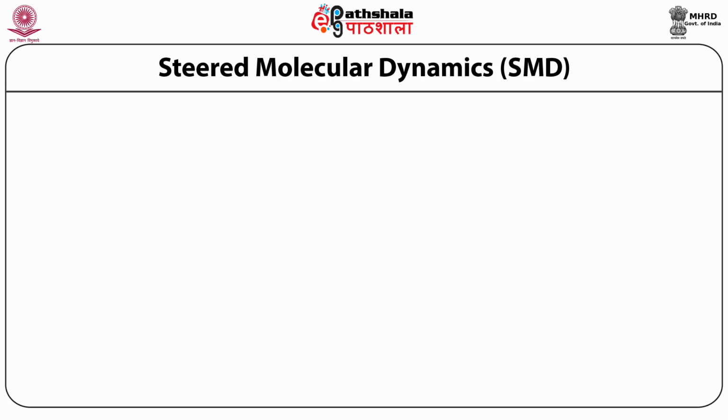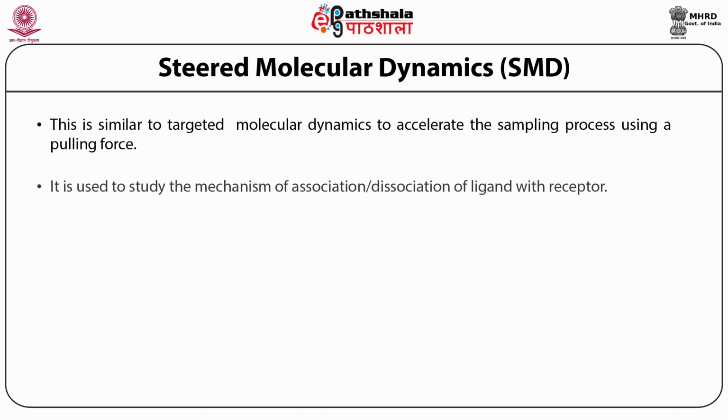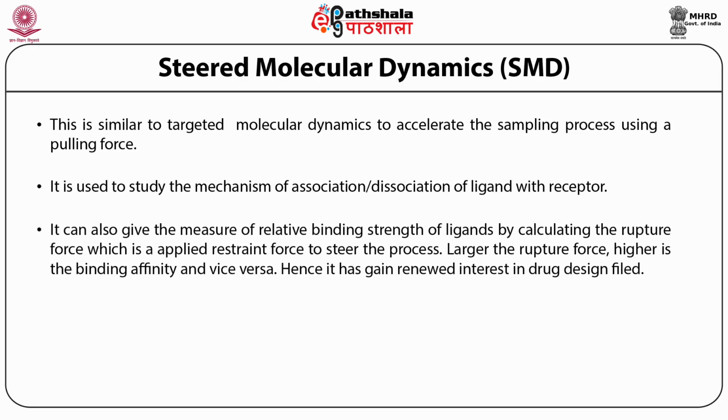Steered molecular dynamics. This is similar to targeted molecular dynamics, which is used to accelerate the sampling process with the help of a pulling force. It is used to study the mechanism of association-dissociation of ligands with receptor. Here we can see the process of binding of ligands to the receptor. It can also give a measure of relative binding strength of ligands by calculating the rupture force, which is the applied restraint force to steer the process. The larger the rupture force, the higher the binding affinity, and vice versa.